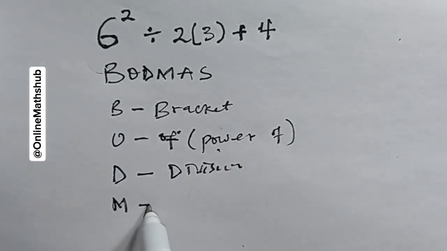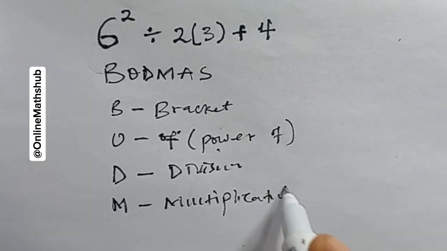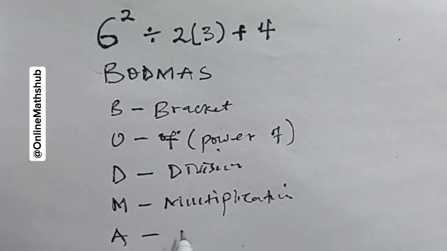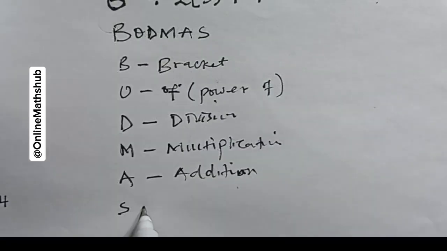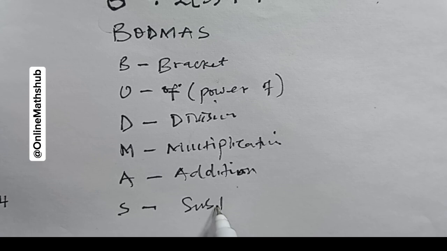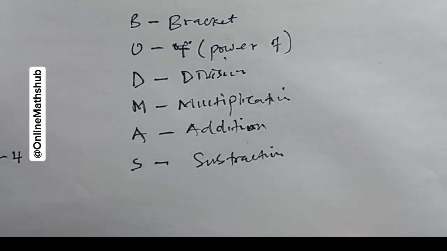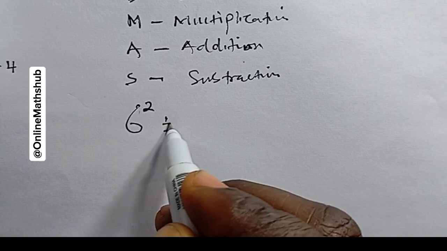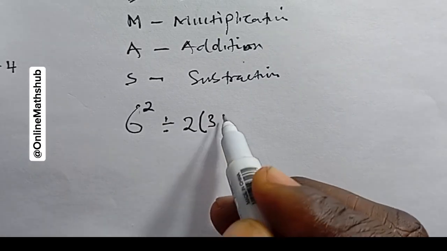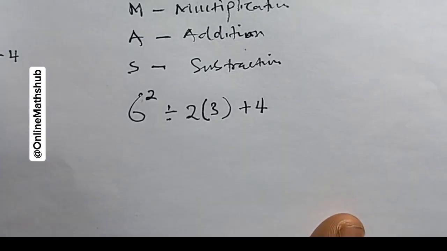Okay, and of course M is multiplication, and A is addition, and S is subtraction. This is actually a rule that guides you on which operation to perform before the other. And then of course in the question we are having right here, you can see that there are so many of these operations contained in this. So which one are you actually going to be evaluating before the other?